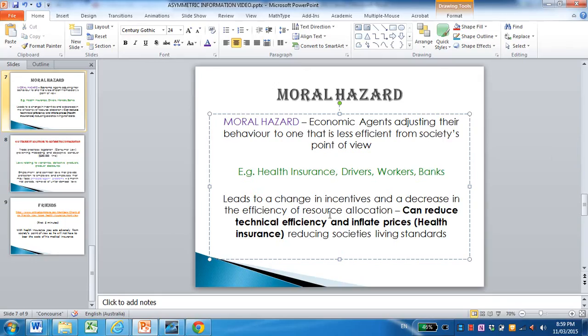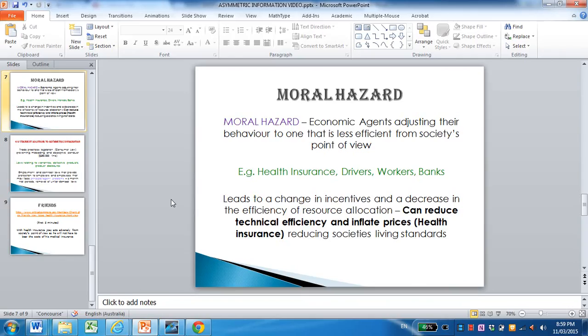So what happens with moral hazard? It leads to a change in incentives and can reduce technical efficiency in the case of workers, or it can lead to higher prices in the case of health insurance because there are too many risky clients getting health insurance and everyone else has to pay the brunt of that. And they both reduce society's living standards.